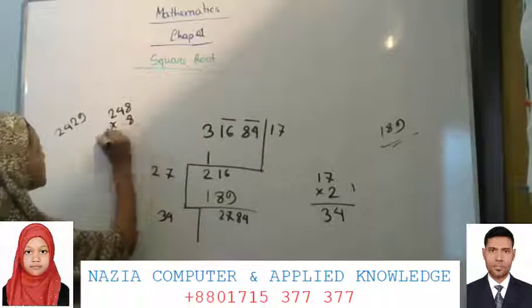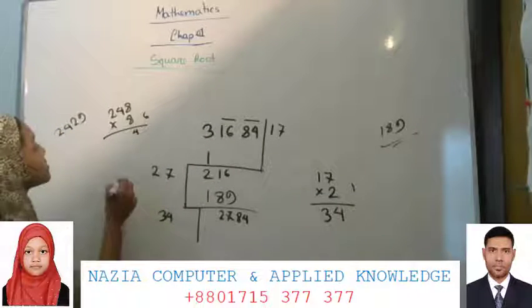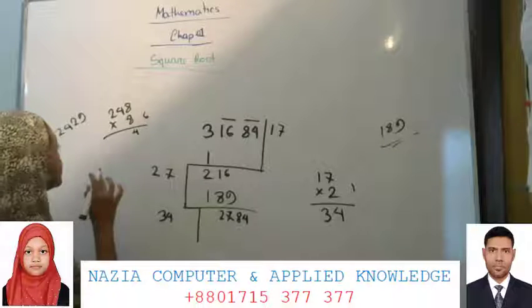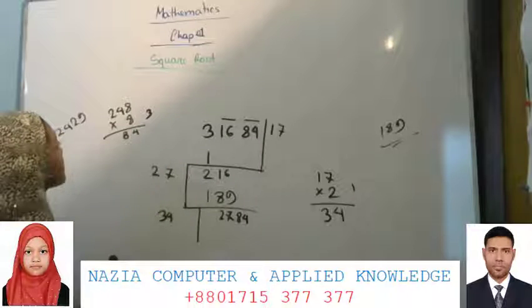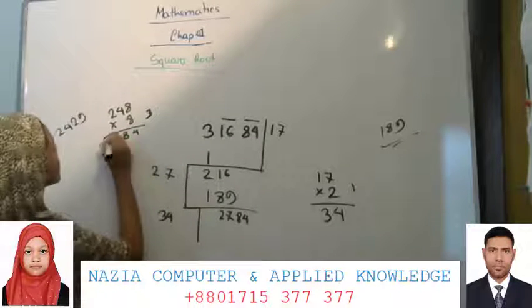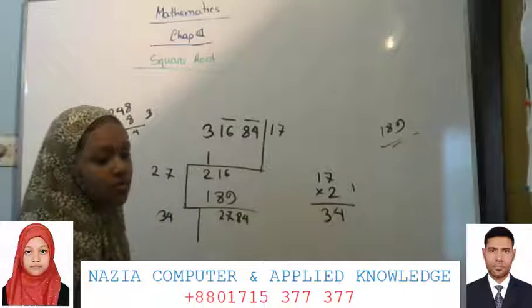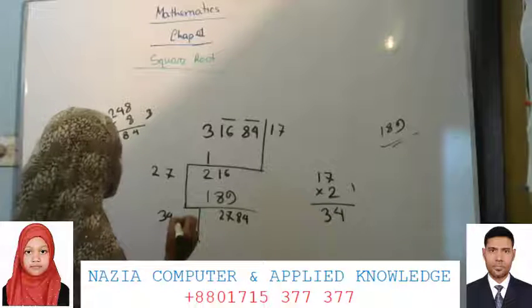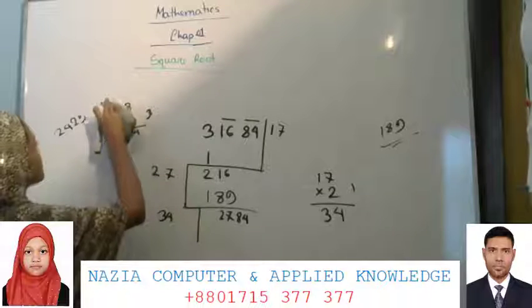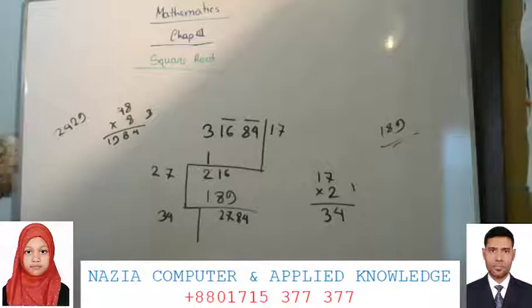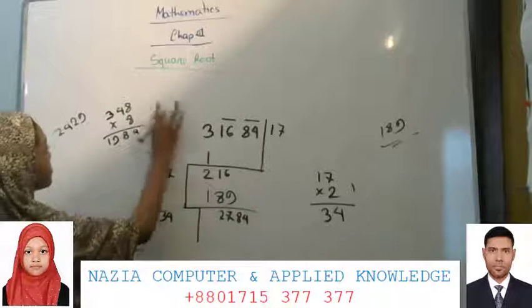248 into 8. 8 8s are 64, 6. 8 4s are 32, 32 plus 6 is 38, and here will be 3. Then 8 2s are 16, 16 plus 3 is 19, 1984. So I think we have done it wrong, it is not 24. Okay, let's do it again.